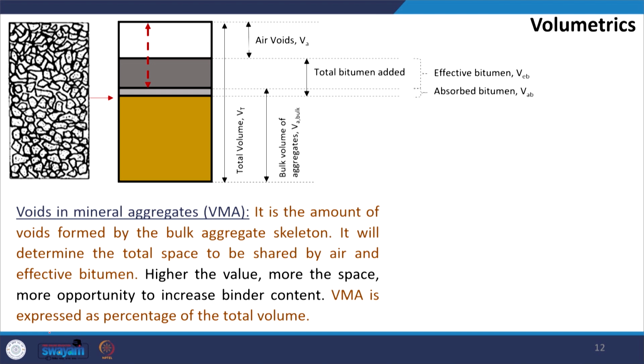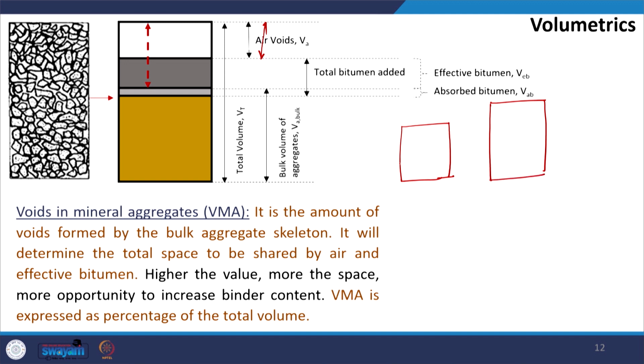It is expressed as a percentage of the total volume, and when I say that higher the value, more the space, this also depends on the aggregate gradation. For example, gap graded mix has higher VMA in comparison to dense graded mixture, and therefore, for a fixed air void content, we have more opportunity to add binder in the gap graded mix in comparison to dense graded mix. So, let us say in dense graded mix this is the space available, in gap graded mix this is the space available.